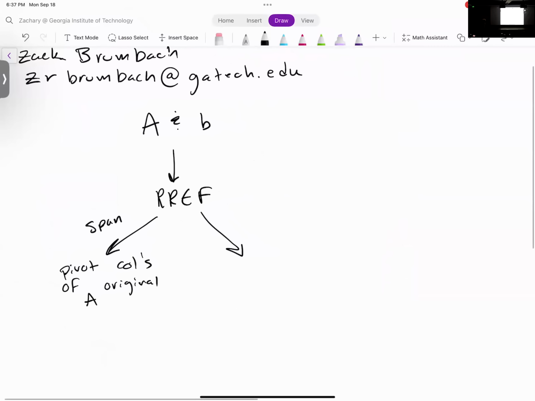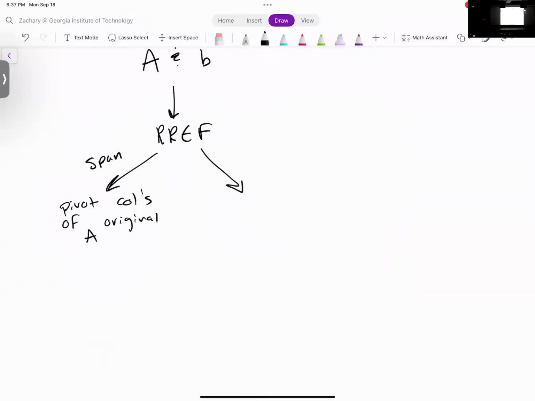Okay. We're looking at the pivot columns of the original A, and then we're drawing the linear combinations, which create the span of the columns of A. That one's a little bit less work than what a solution set would be.